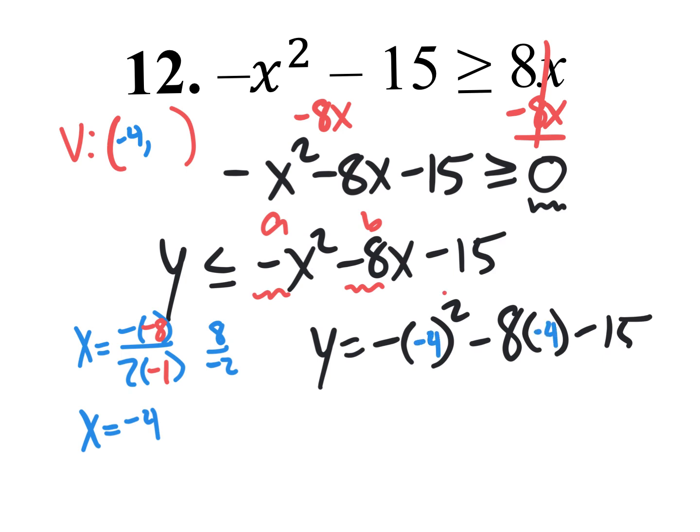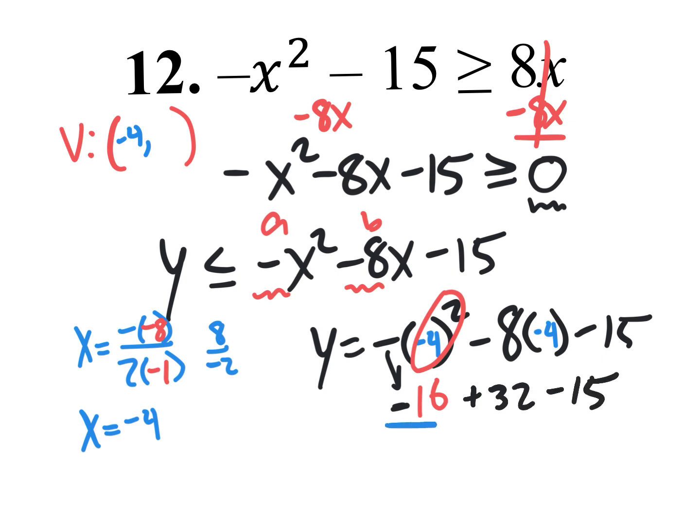We're going to end up with positive 16. But don't forget about that negative sign that's in front. Bring that down. Some students say, oh, a negative and a negative, I change it to positive. That's wrong. You have to do exponents first and then deal with that minus sign. So that's actually a negative 16. Negative 8 times negative 4 is positive 32. Bring down the minus 15.